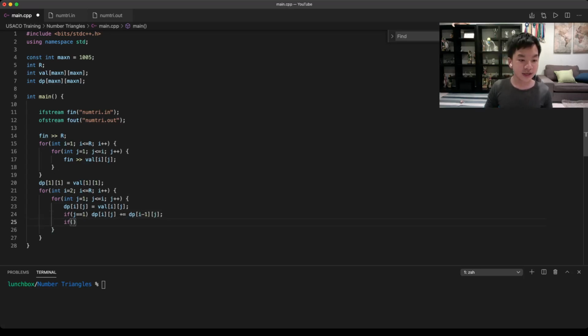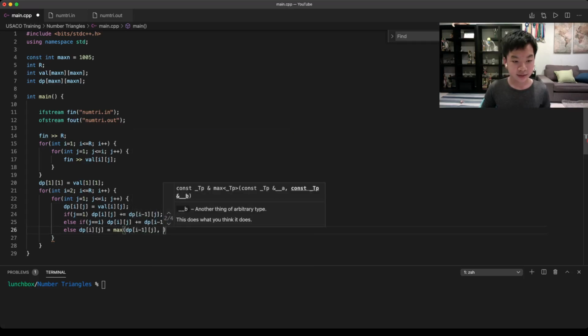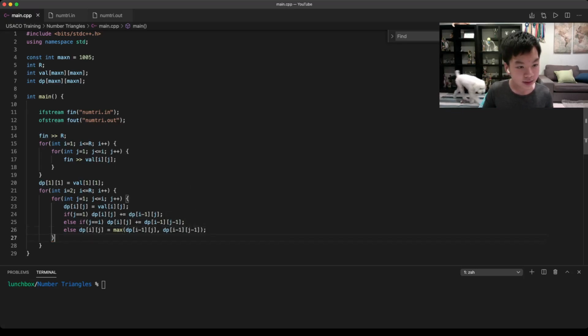Okay, so now you would just add this. Okay, so for our other case, it would be else if j equals i. So then this would also only have one parent, which would be dp of i minus 1, j minus 1. Okay, so now, if it's not this, our dp of i, j would be the maximum of our dp of i minus 1, j, and dp of i minus 1, j minus 1.